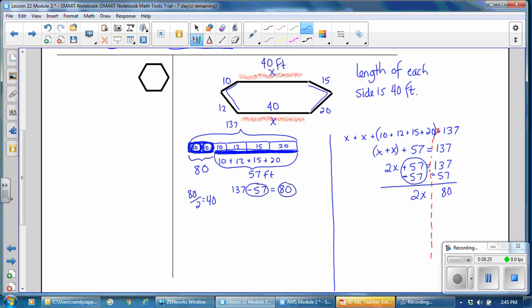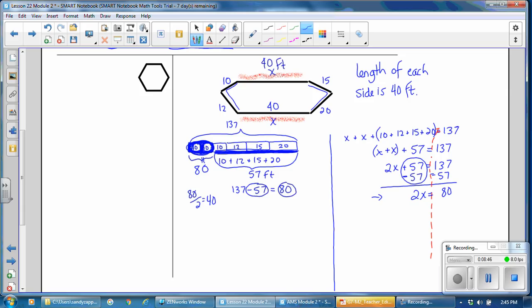So what we're doing when we're subtracting that amount is we're saying we aren't going to look at that part of the problem anymore. We're only going to focus on this 2x and see what that is equal to. And we see that 2x is equal to 80. And that's what we have right here. The next thing that we did is that we took that 80 and we split it in half. We divided it by 2.